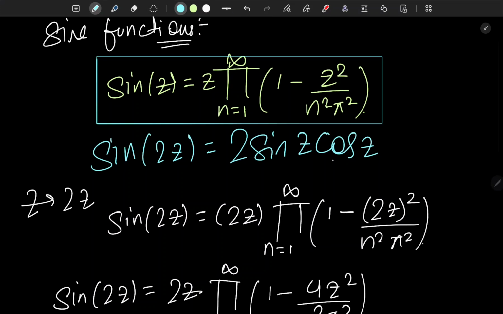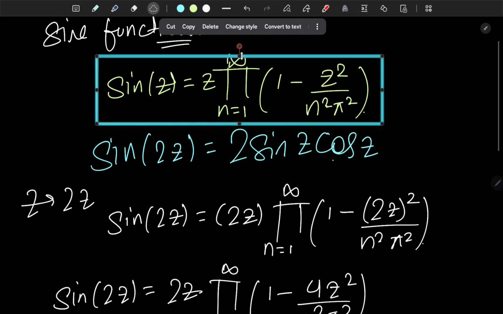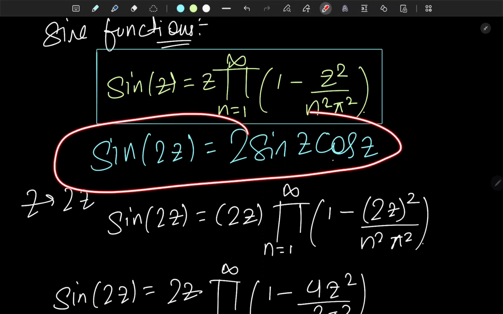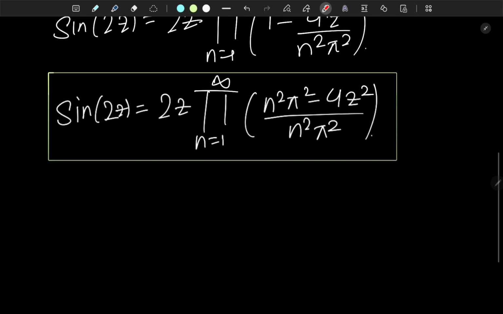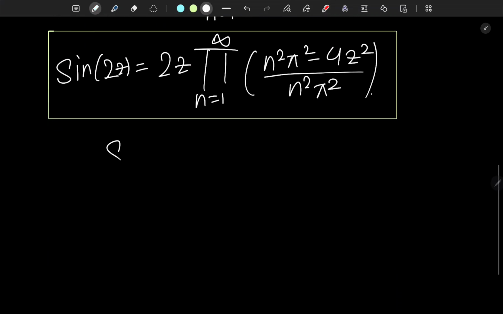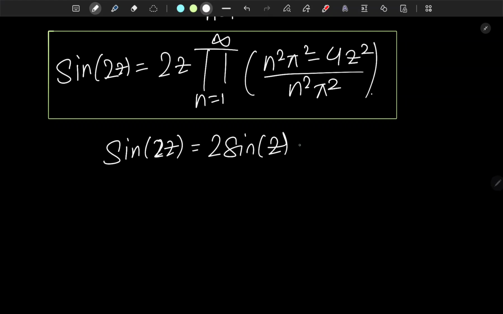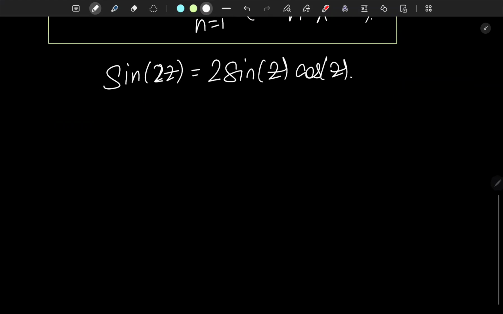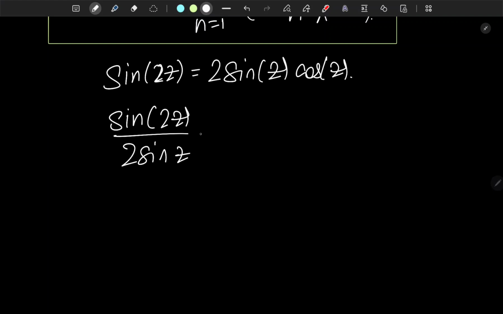And the other result we need here, we had earlier actually. So these two things we are going to use here. From this equation we can say, we have talked about sine of 2z as 2 times sine of z times cosine of z. So we are just going to divide both sides by 2 sine z. So we are going to have sine of 2z over 2 sine z equals cosine of z.